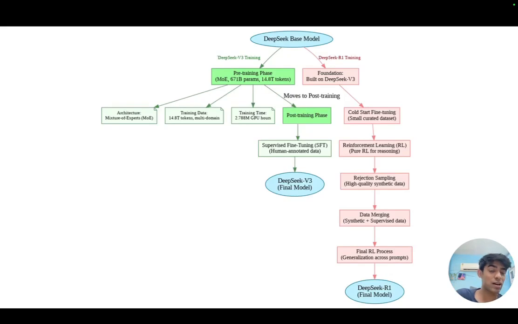But DeepSeek R1 is built on the foundation of DeepSeek V3. So we took the DeepSeek V3 model and started cold start fine-tuning it on a small curated data set. Then we had reinforcement learning, purely on data sets for the reasoning part. Then we had rejection sampling on very high quality synthetic data. This data was not generated simply using normal models. A very good set of models was used, and this was manually reviewed too. Then we had data merging using synthetic and supervised data, and then a final RL process. And then we finally got the DeepSeek R1 model.